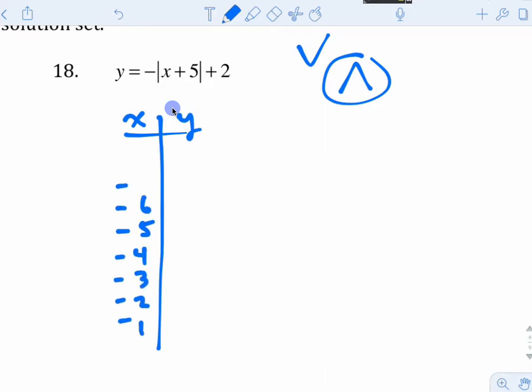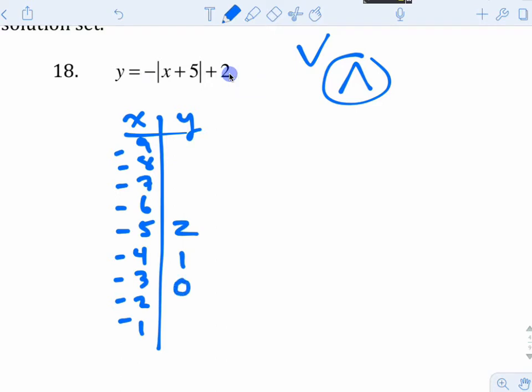Negative 6, negative 7, negative 8, negative 9. So if x were negative 5, negative 5 plus 5 is 0, negative 0 is 0, 0 plus 2 is 2. If x were negative 4, negative 4 plus 5 is 1, absolute value of 1 is 1, negative 1 plus 2 is 1. If x were negative 3, negative 3 plus 5 is 2. The absolute value of 2 is 2, so we have negative 2 plus 2 is 0.